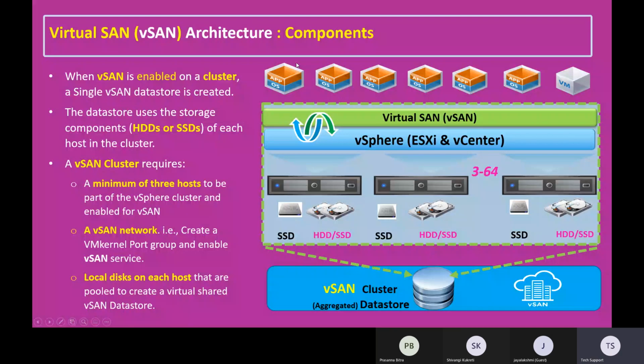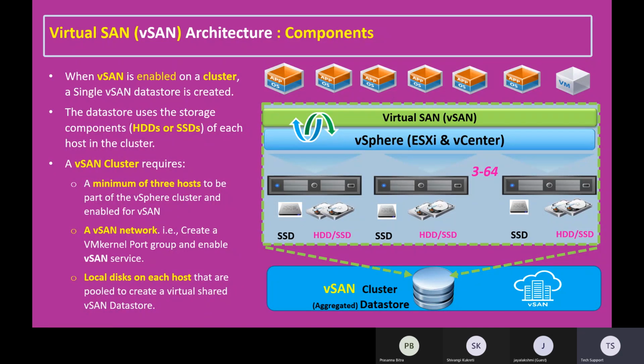Okay. And the last point, local disks on each host. So each host in the diagram, we have local disks. Each host has local disks that are pooled. Pooled means it's a combination, or you can join them together to create a virtual shared vSAN datastore. So by combining all the disks, we can create a vSAN datastore.